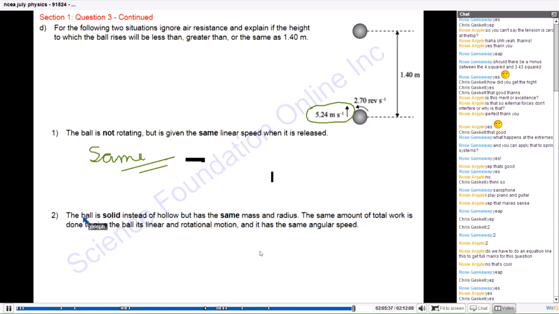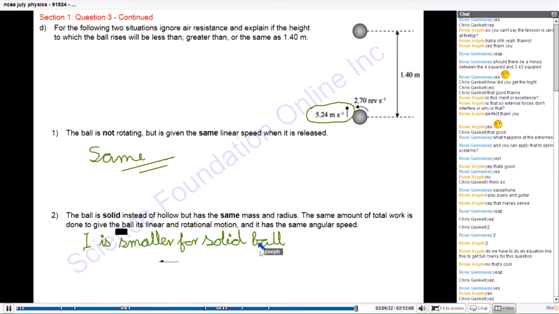2. The ball is solid instead of hollow, but has the same mass and radius. Now, if the ball is solid, some of the mass of the solid ball is closer to the axis of rotation. So the solid ball has a smaller moment of inertia. I is smaller for the solid ball. Because with the hollow shell, all the mass is distributed at the periphery, so it is further away. But with a solid ball, the mass is all the way from the center to there, and the total mass is the same. So the I is smaller for the solid ball.